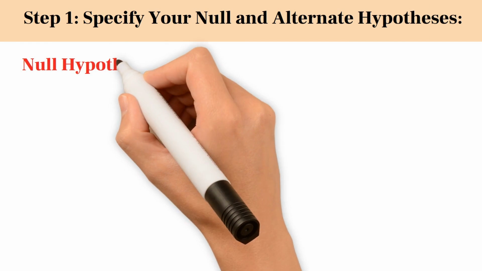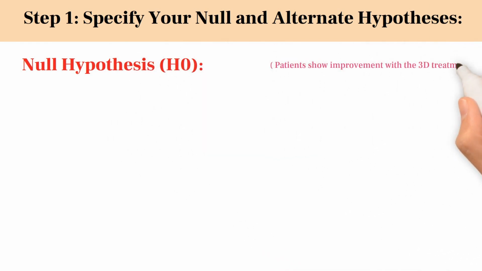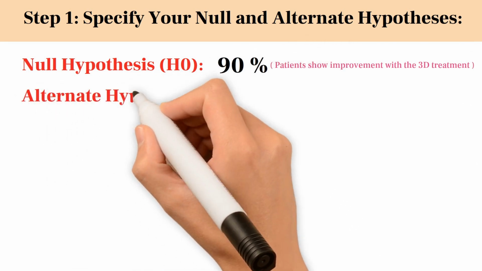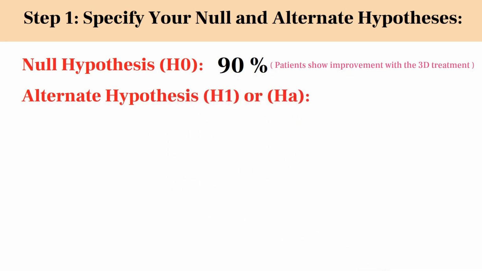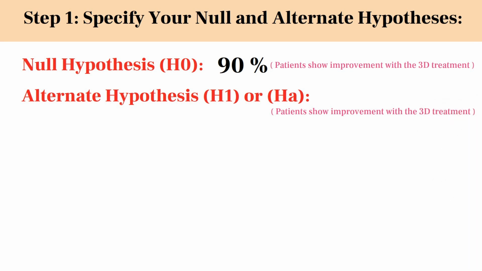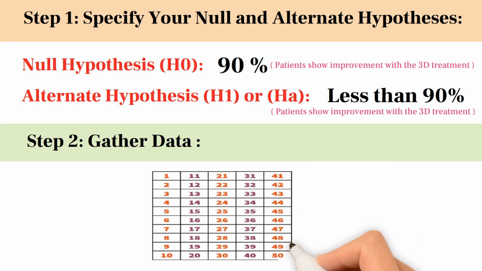So what is step 1 in our case? It will be to specify your null and alternative hypothesis. Null hypothesis H0. The proportion of diabetic patients who show improvement with the 3D treatment is equal to 90%. Alternative hypothesis H1 or HA. The proportion of diabetic patients who show improvement with the 3D treatment is less than 90%. Step 2. Gather data. The doctor prescribes the 3D treatment to 50 diabetic patients and finds that 42 show improvement.